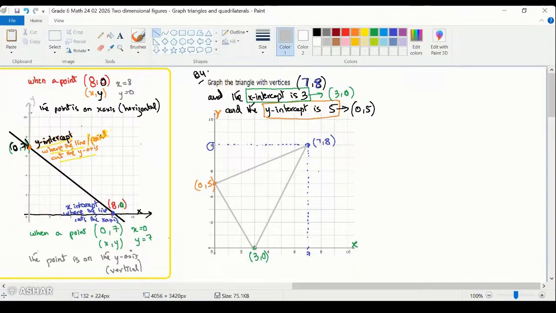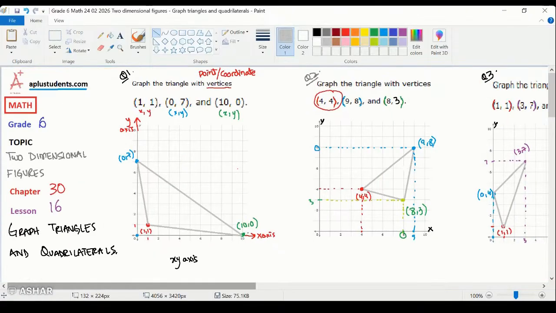Let's move ahead. Let's start off with a quadrilateral. Let's look at a quadrilateral. A quadrilateral can be any given shape to us. Okay, let's do another question. Question number 5.